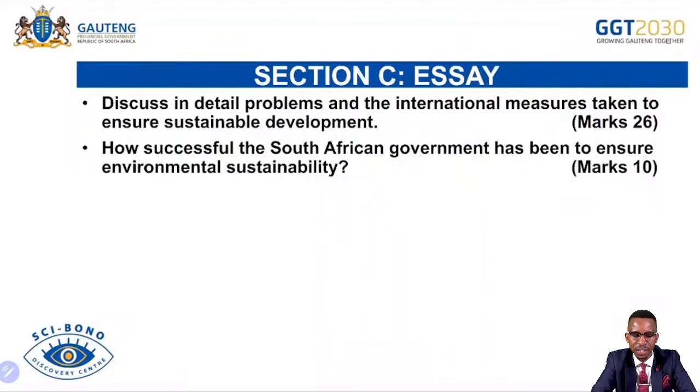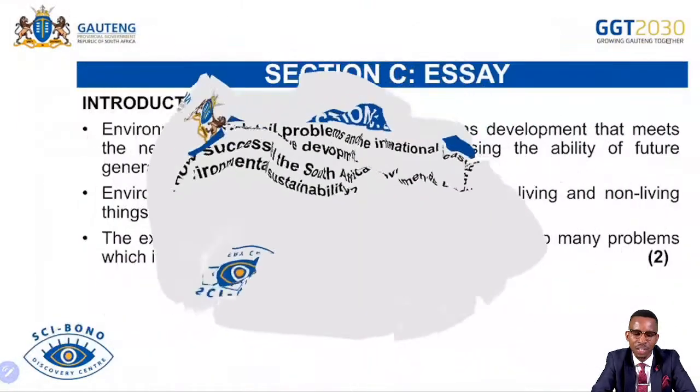Another example of an essay is under environmental sustainability. Discuss in detail problems and the intentional measures taken to ensure sustainable development, 26 marks. How successful the South African government has been to ensure environmental sustainability, 10 marks. Then let's go and see.